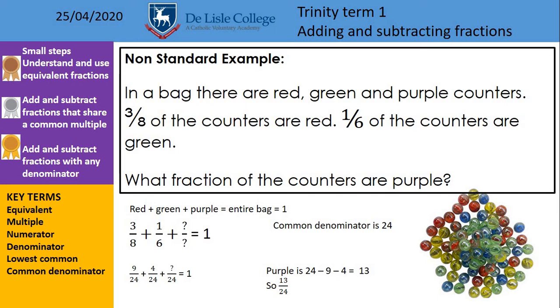Sorry, I haven't finished the last line there of working, so together the red and green represent the 13/24. And that would mean then that the purple would be 11/24. Sorry, that bottom right bit's a little bit confusing there. 24 minus 9 minus 4 is clearly not 13. I was trying to show 9 plus 4 was 13. 24 minus 9 minus 4 would leave us the 11, which is what we need. 11/24 is purple. 11 over 24 is purple there. I'll correct that after this video.